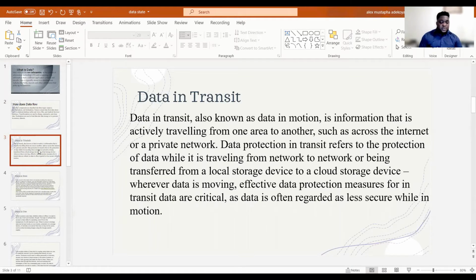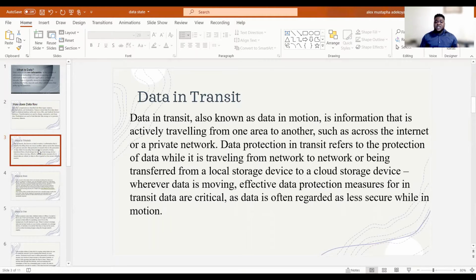As I said earlier, I'm going to be discussing the difference between data at rest, data in use, and data in transit. To start with, let's start with data in transit. Data in transit is also known as data in motion. In information technology, it is data actively traveling from one area to another, such as across the internet or a private network. Data protection in transit refers to the protection of data while it is traveling from network to network or being transferred from a local storage to a cloud storage.